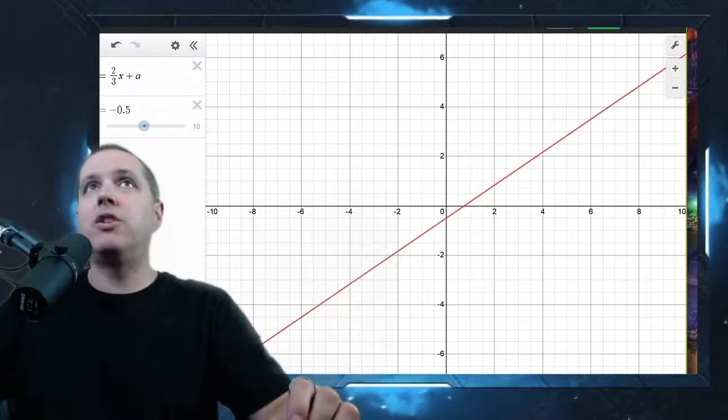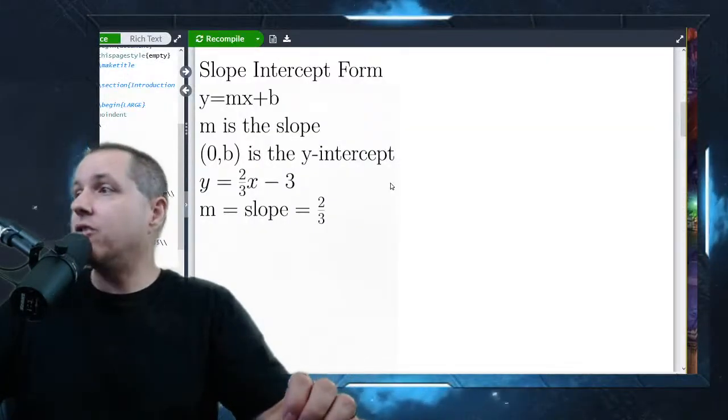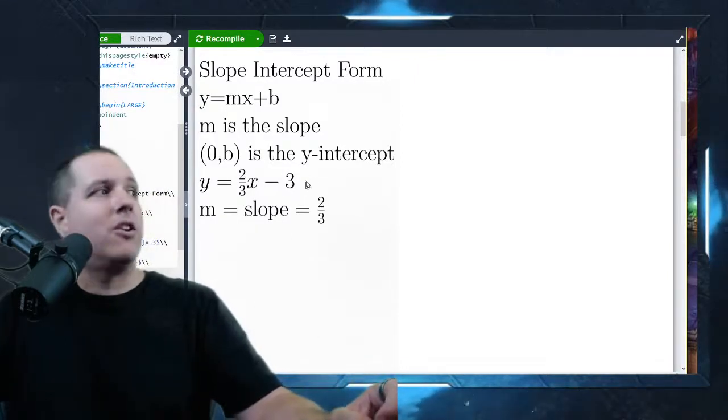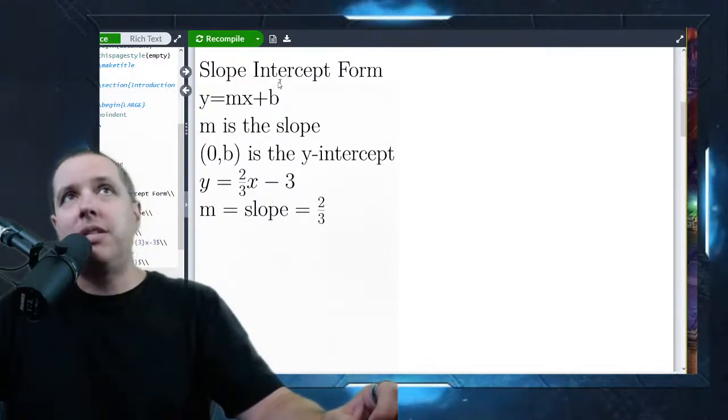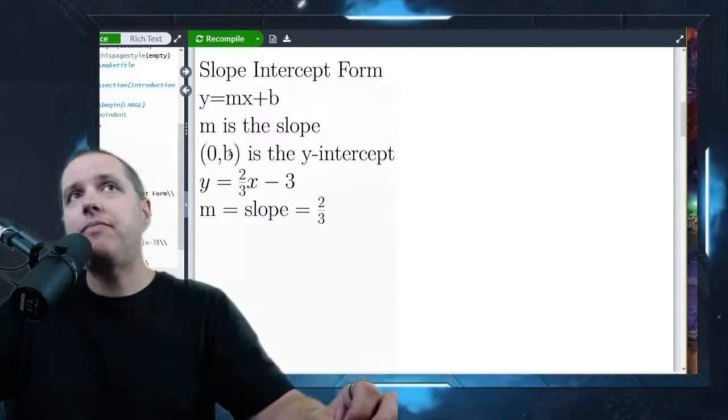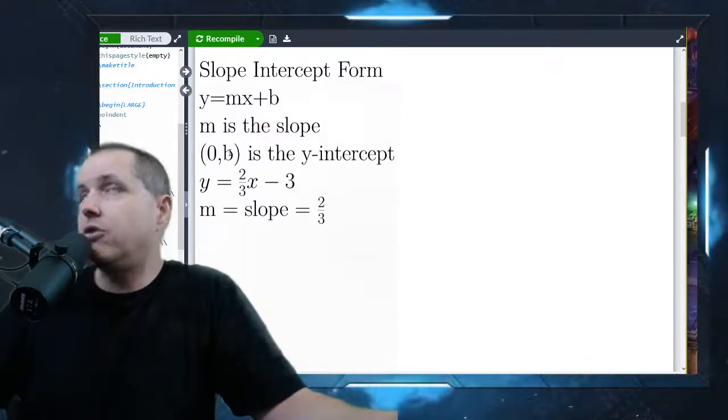The easiest one to use is the y-intercept. Why is that the easy one to use? Because it's staring me in the face right here. Remember, your intercept is given by the b. So you take that b and you make the point (0, b). And then that's your point. Your line goes through that.